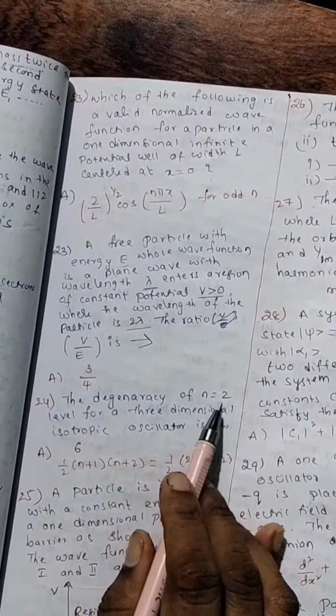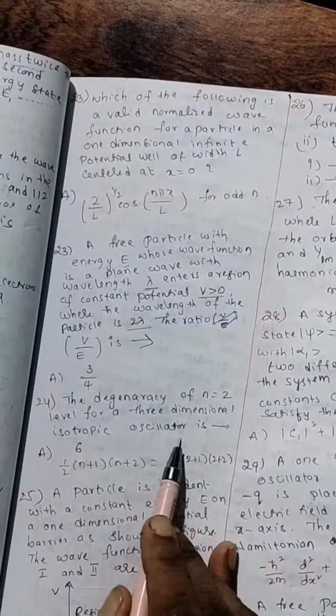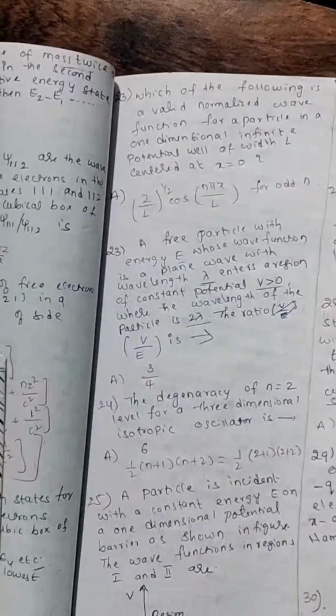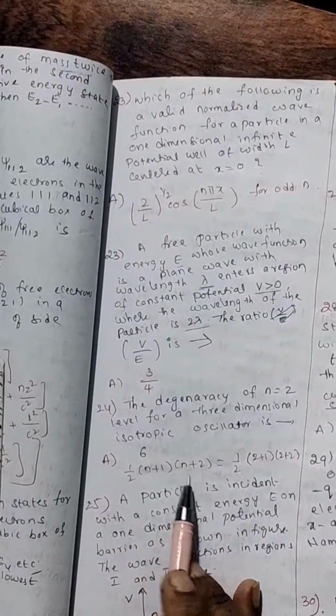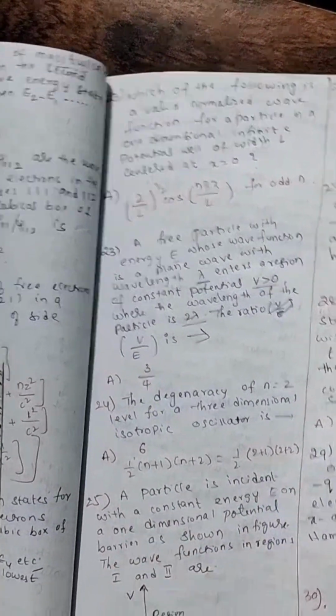Now next, the degeneracy of n equal to 2 level for a 3-dimensional isotropic oscillator is 6. The formula is 1 by 2 into n plus 1 into n plus 2. So 1 by 2 into 2 plus 1 into 2 plus 2, we will get 6.